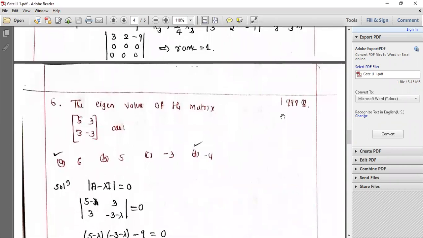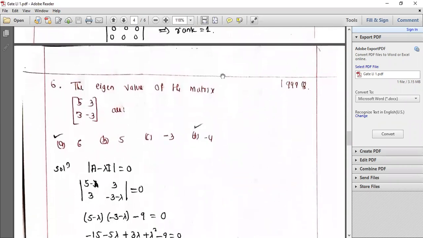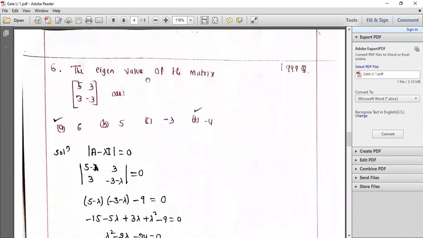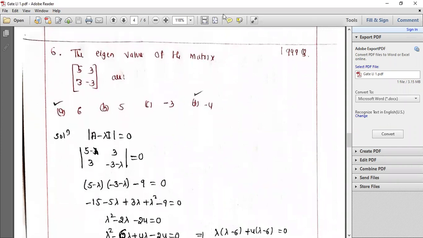This particular question was asked in 1999 in the GATE exam. Find the eigenvalues of the matrix. This is the given matrix A. These are the values 6, 5, 3, minus 3 and minus 4. So let us find out. As I told you, whenever you are finding the eigenvalues, you have to use the characteristic equation. It is A minus lambda I is equal to 0.